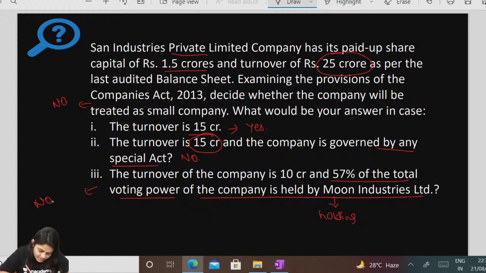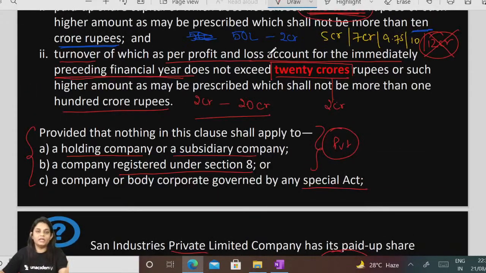No, because a holding or subsidiary company is never a small company. Correct? I have just one change. If instead of Moon Industries Limited, it was Moon Industries Private Limited, what would be your answer then? Are you sure? No. Both are private. Even if both are private, but holding subsidiary, it is not about private or public. Any holding subsidiary will never get the status of a small company.